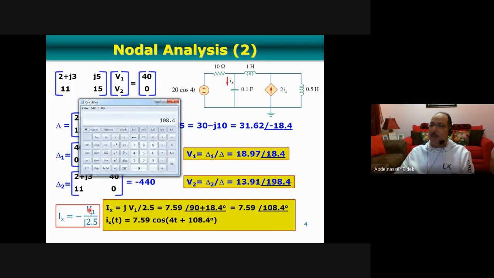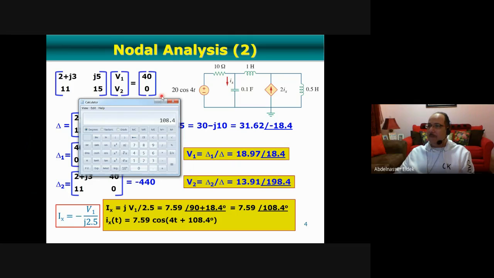So again, for V1 the angle here is 18.4, minus the J in the bottom. J is 90, so minus 90. And then because you have a negative of this one, this means that you add 180 degrees, so plus 180 degrees equals 108.4. So this is the angle.